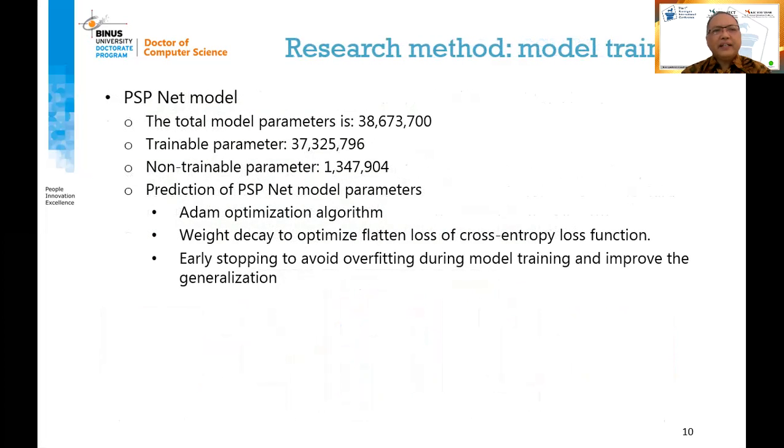In this study, the total number of parameters of the PSPNet is 38 million, so it is a very big model architecture to be trained. It consists of 37 million trainable parameters and 1 million non-trainable parameters. This model was trained using the Adam optimization algorithm with weight decay to optimize the objective function, which is cross entropy. Early stopping is implemented to avoid overfitting during training and to improve model generalization.